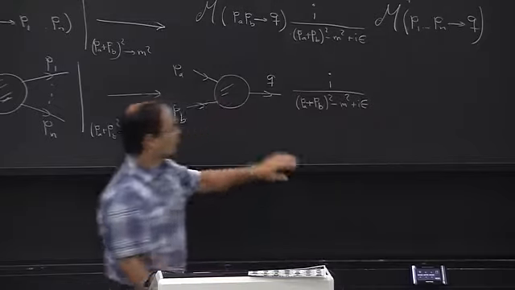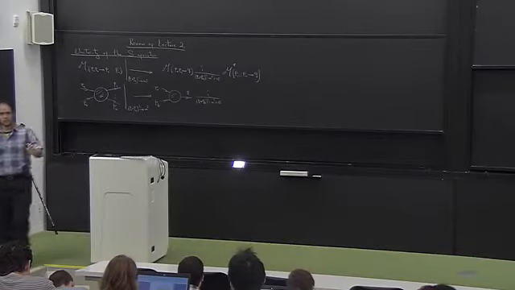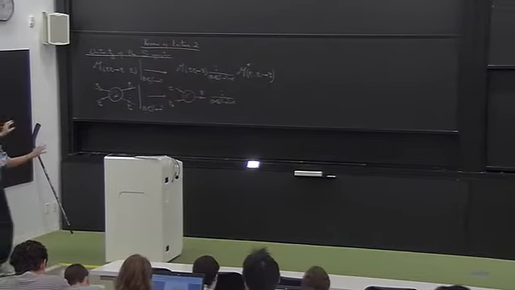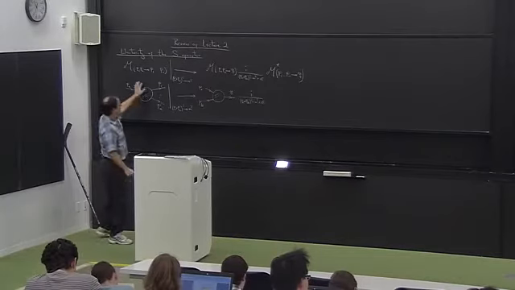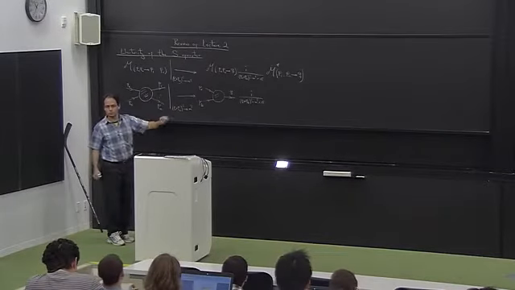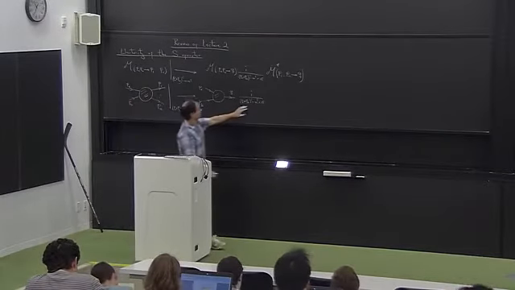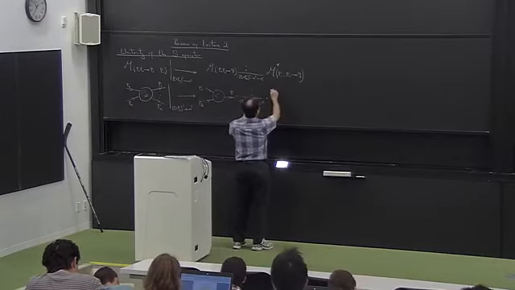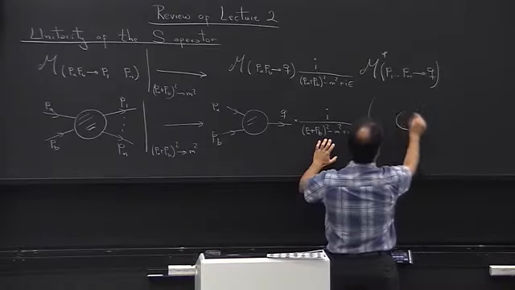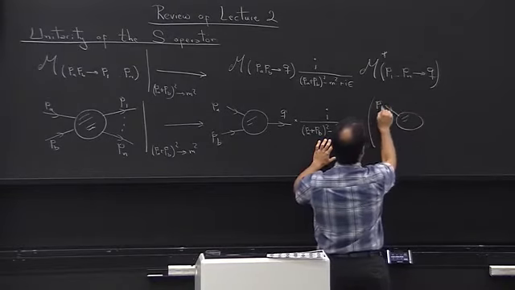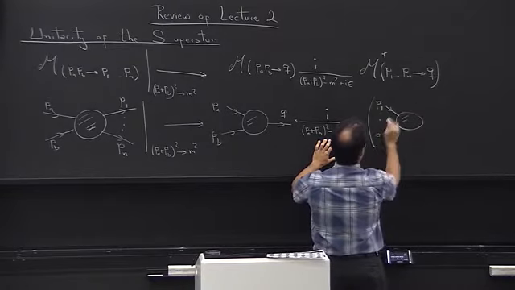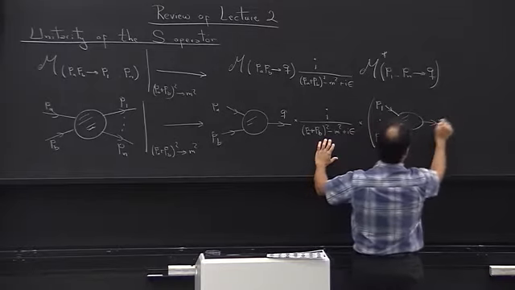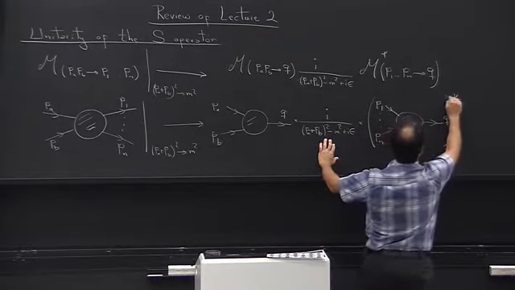Now there is something remarkable. Not only is it a pole, it's a simple pole, okay? So unitarity tells us that this object as a rational function can only have simple poles, okay? And so we have another blob here, P1 up to Pn, going into Q star.